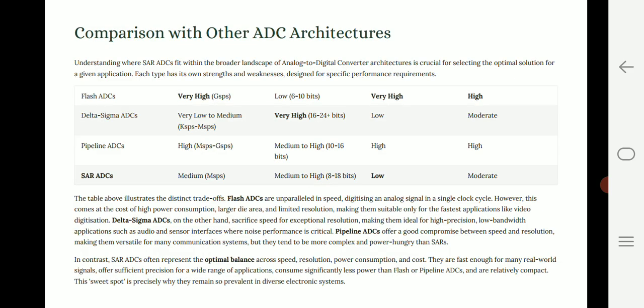So there is a comparison with ADC architectures. We have different types of ADC like SAR ADC, pipeline ADC, Delta Sigma ADC, and Flash ADC. The Delta Sigma ADC we can also call a ramp ADC. So we can compare them on parameters like resolution, GSPs, speed, and conversion time. Among all of these, SAR ADC is the best, I think, based on this table.